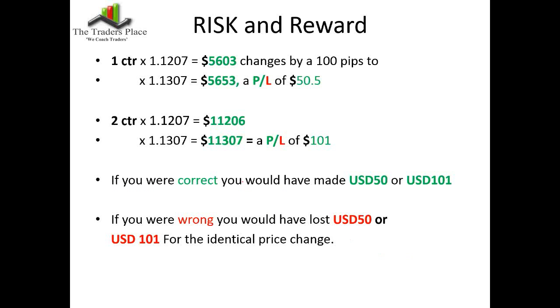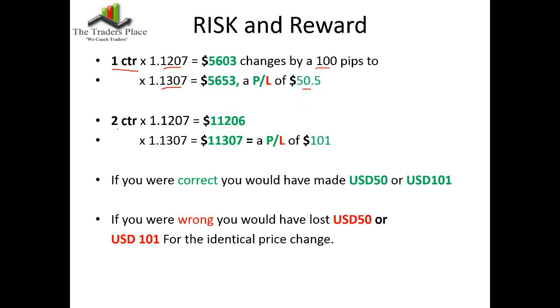So if we have a look at risk and reward, we take one contract, remember that equals 5,000 euros, times the prevailing rate, and the market moves 100 pips in your favor. Now remember, there's 5 decimal places. The 4th one is a pip, the 5th one is a tick. I just work on the pips. And we have a 100 pip move. You take that one contract multiplied by the entry price, take the contract multiplied by the exit price, and you get a $50 difference. So if you were right, you would have made $50, and if you were wrong, you would have lost 50.